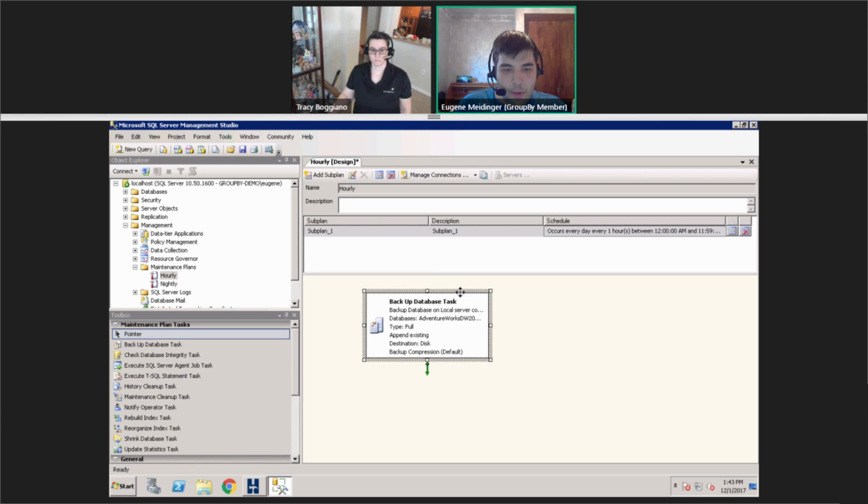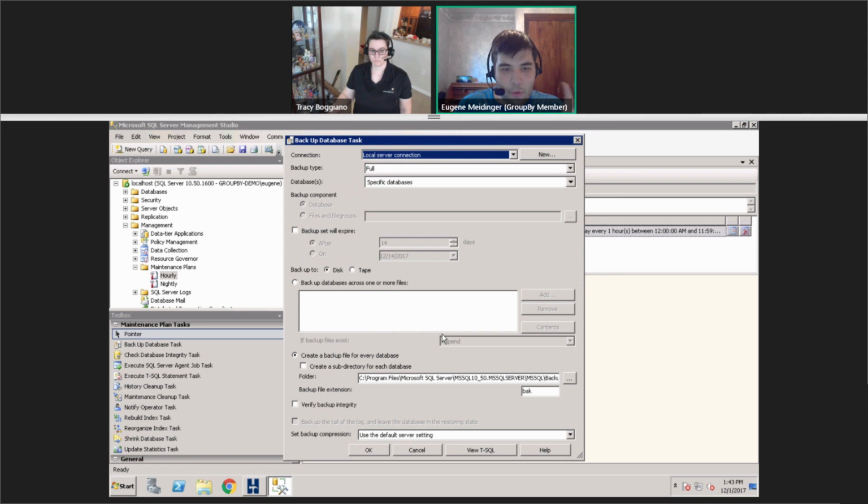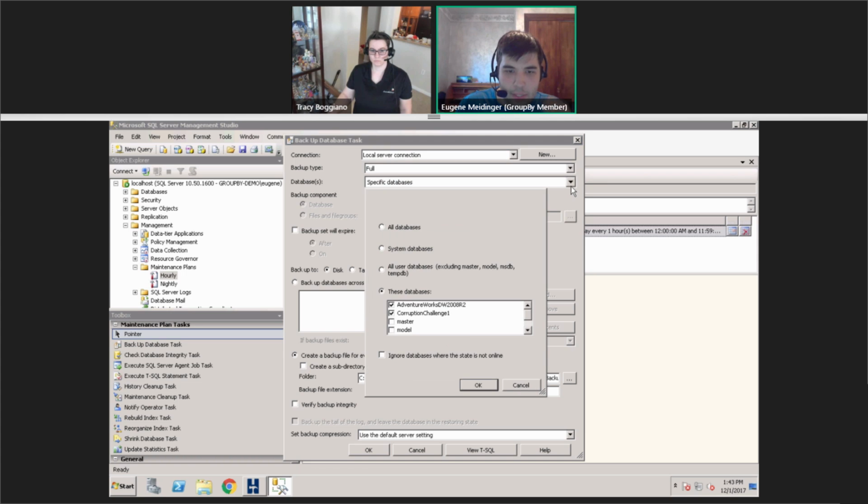So we've got this hourly task, and something's a little bit funky about this. The type that's going on is a full backup. So every hour, they're doing a full backup of the database, and they're also doing specific databases. So here, TPCC was added to the database after this maintenance plan was created, and so it was never included.